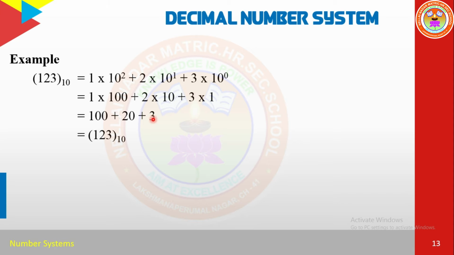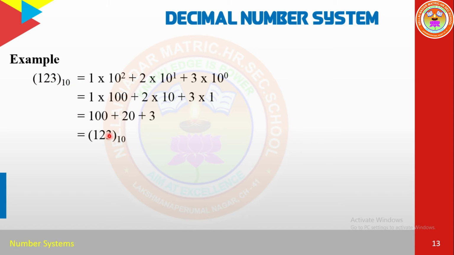The next step, again we are going to simplify. 3 into 1, that is 3. 2 into 10, that is 20. 1 into 100, that is 100. So now finally you just add all the values: 100 plus 20 plus 3, totally 123. Then finally put the base value, which is 10. So students, now you have understood how the decimal number system works and how the values and position numbers are allotted in the particular number series.